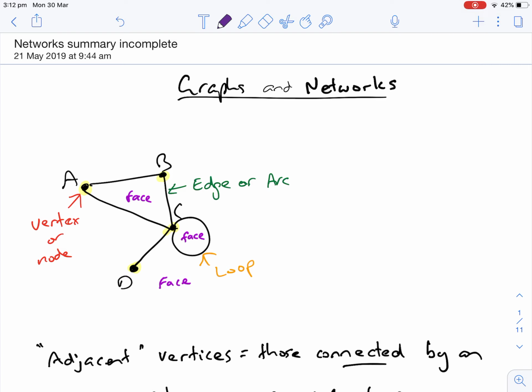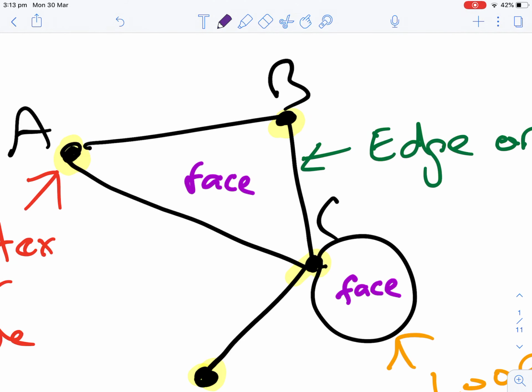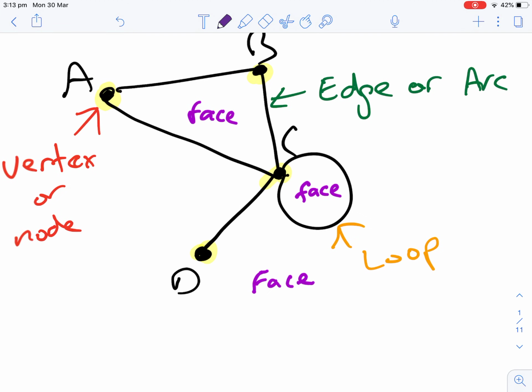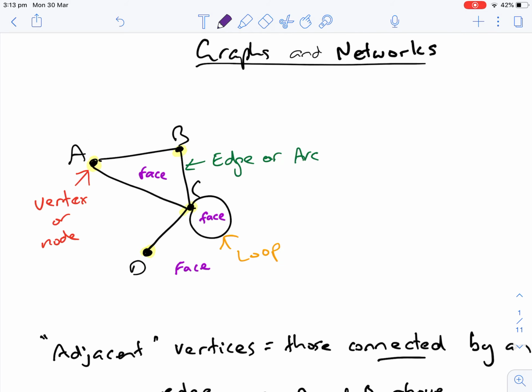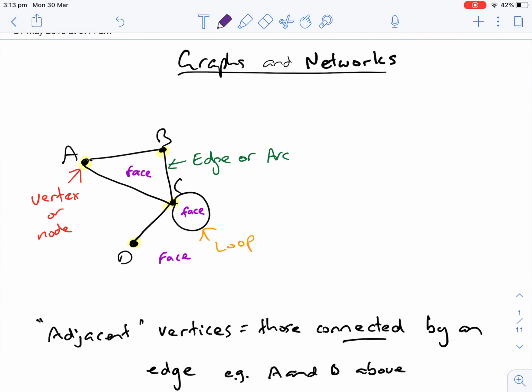In each graph or network, the little dots are called vertices or nodes. The lines are called edges or arcs. The spaces in between the lines are called a face. So you can see here I've got a face in the triangle and a face in the circle, but the outside area is also a face. So keep an eye out for those. They're usually the ones that people miss.